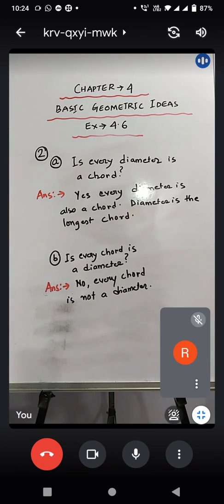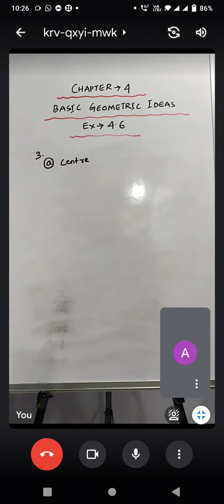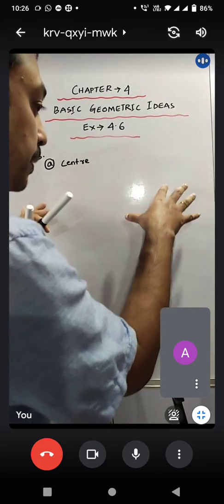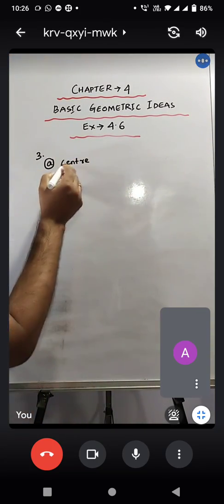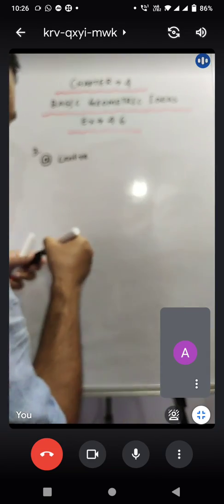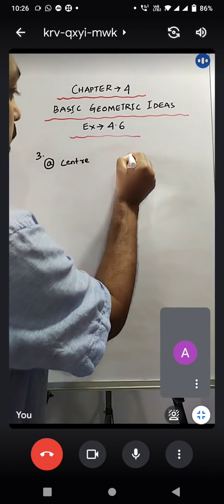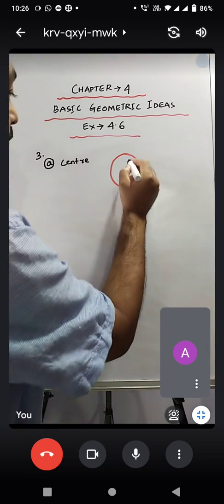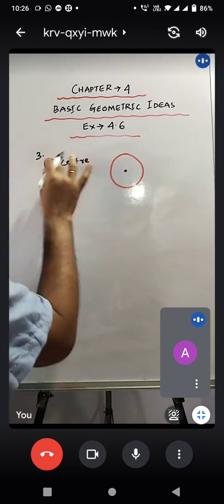And in question number 3, you have to draw one figure. So get ready with your compass, pencil, scale and rubber. So here is question number 3. In question number 3, you have to draw a circle and mark a center. So we'll try to draw a separate circle for each question. So now we'll draw a small circle and we'll try to show the center. So this is one circle and this point is a center.